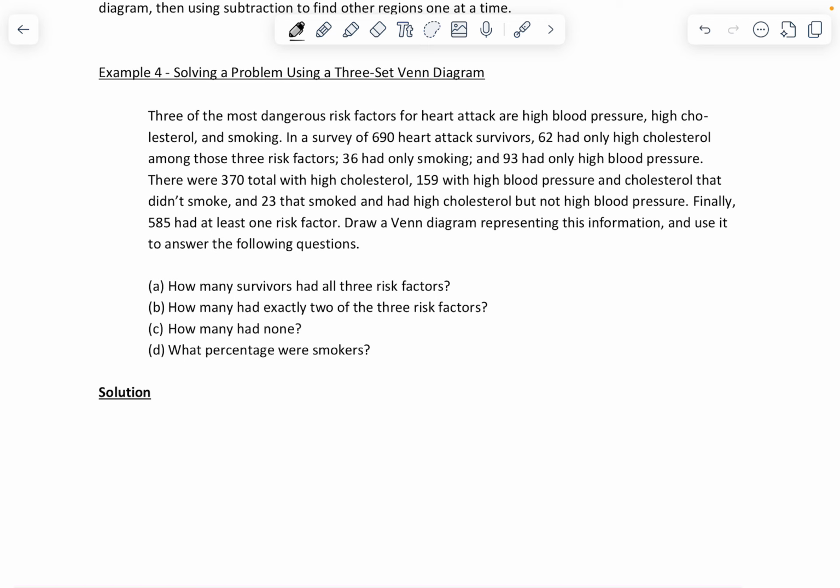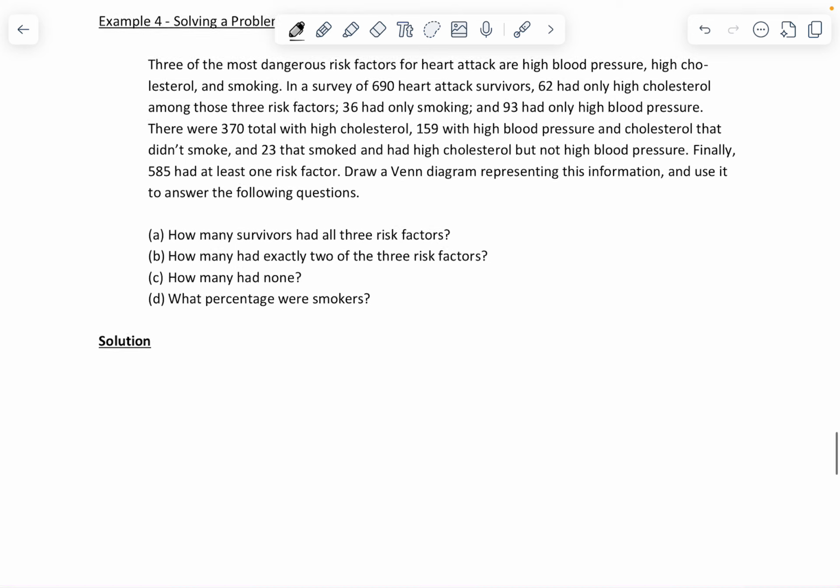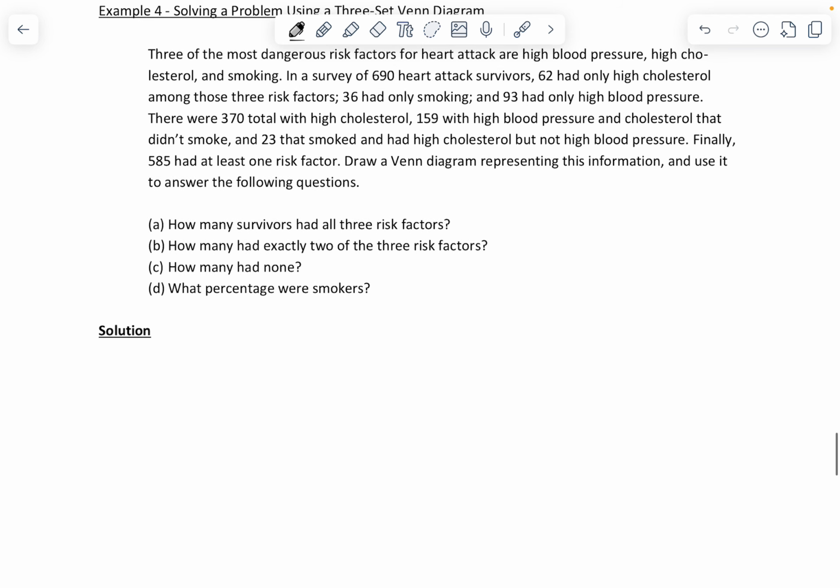Draw a Venn diagram representing this information and use it to answer the following questions. How many survivors had all 3 risk factors? How many had exactly 2 of the 3 risk factors? How many had none? And what percentage were smokers? Okay, so we're going to need a Venn diagram with 3 circles. I want to try to keep my problem description up here so we can refer back to it, so let's see if we can squeeze it in down here.